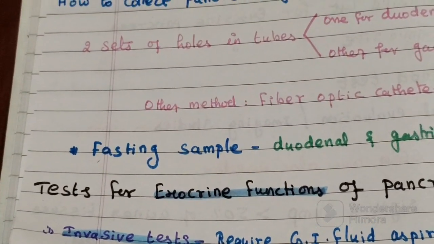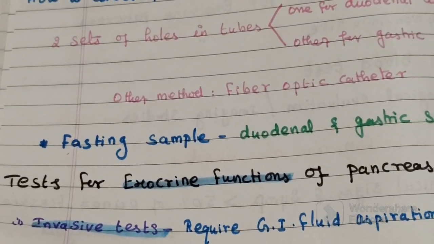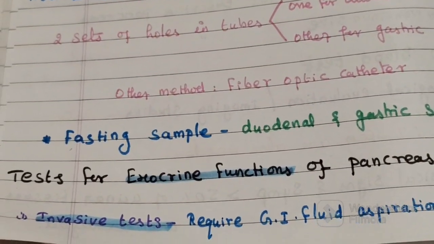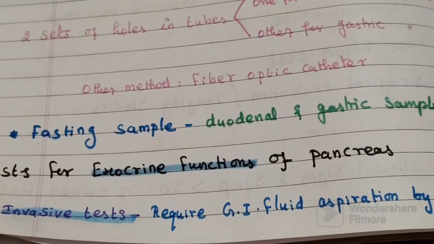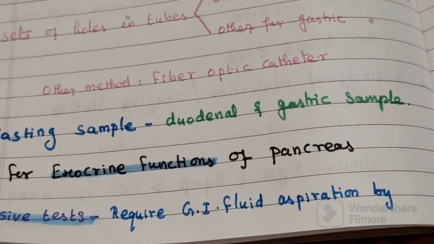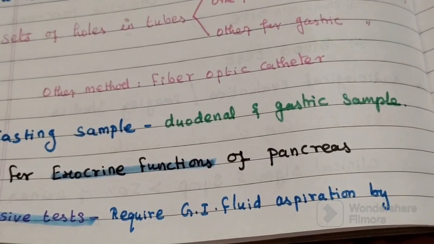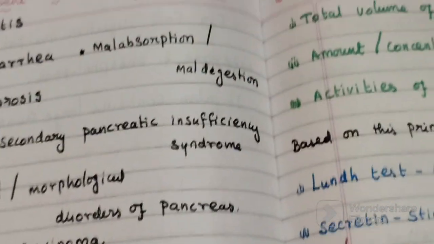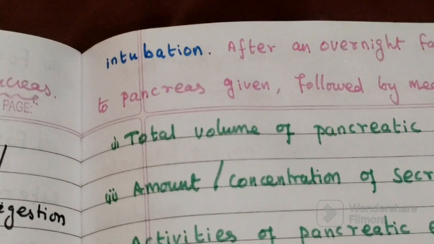Tests for exocrine functions of the pancreas. The first test is called the invasive test. An invasive test requires GI fluid aspiration by intubation.